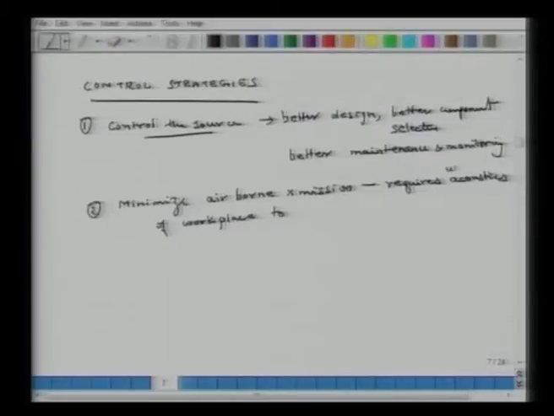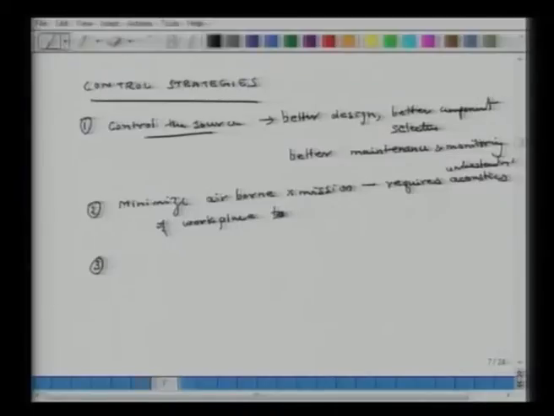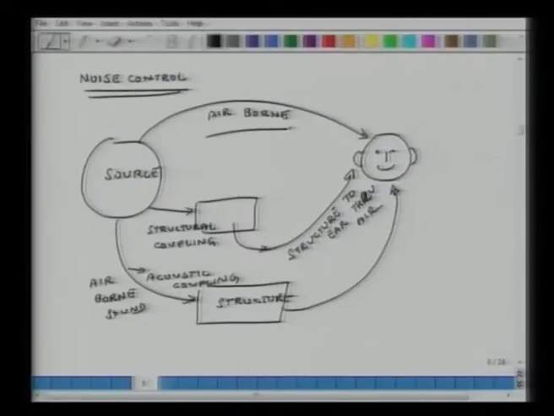Requires understanding of acoustics of the workplace. So whether I have resonance modes in the room, reverb times, and all the discussion which we talked about earlier. What can you do about this one? So this structural coupling. How do you address this?